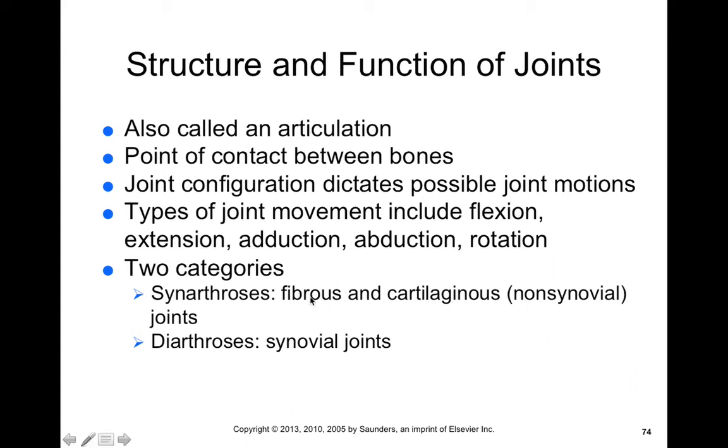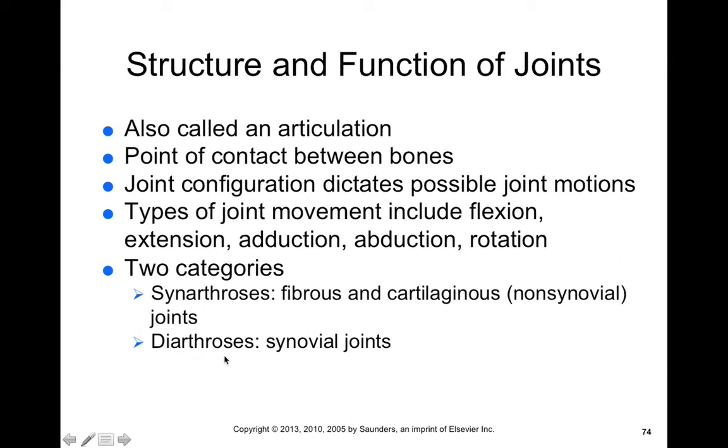An example of a fibrous synarthrosis would be like a sutural joint between your cranial bones. An example of a cartilaginous synarthrosis could be your pubic symphysis between the two halves of your pelvis. They're typically very immovable, unless certain structural changes occur.